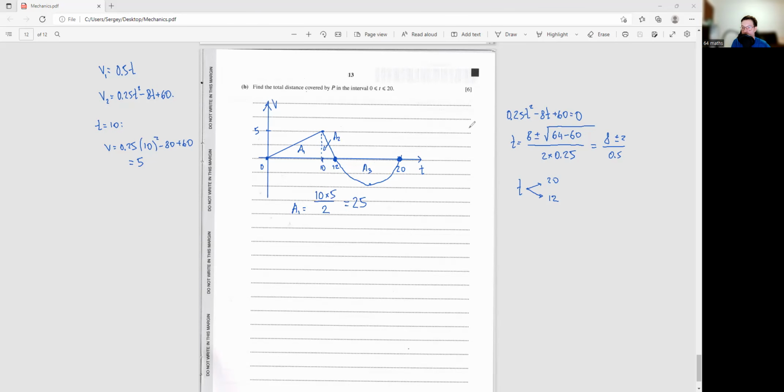Now, for area 2 and area 3, I'll have to integrate. And the reason why we need a sketch and the reason why we have to calculate where we intersect with the t-axis is that the integral from 12 to 20 is going to be negative. That means the displacement of this particle is going to be negative. However, the distance is going to be positive. So that means we'll have to calculate the integral separately. So the integral from 10 to 12 is going to be positive. From 12 to 20 is going to be negative. But when I calculate the total distance, I will take it with the plus sign.